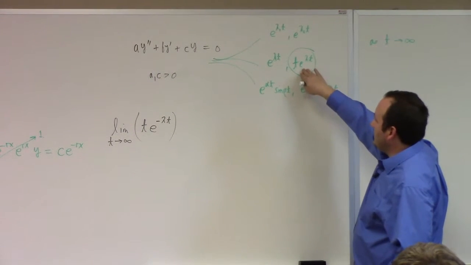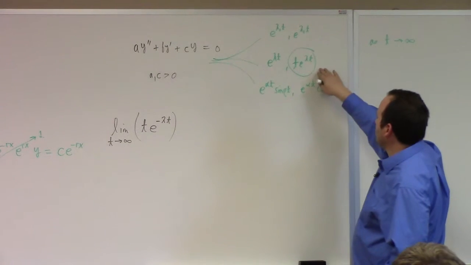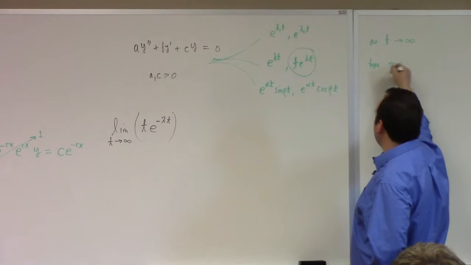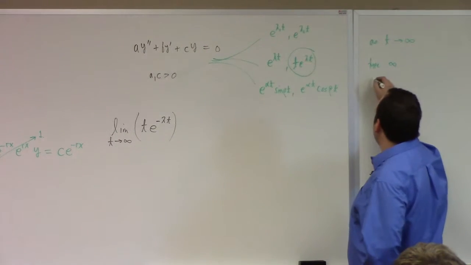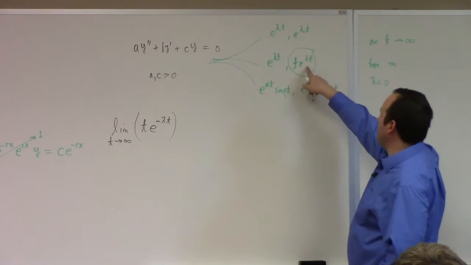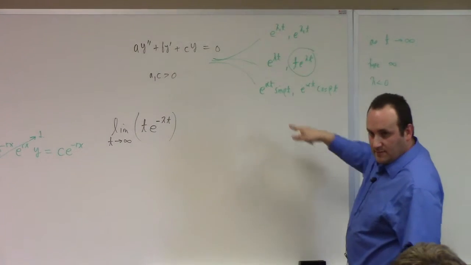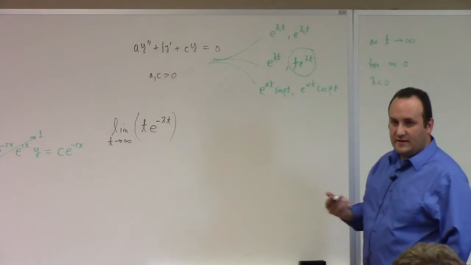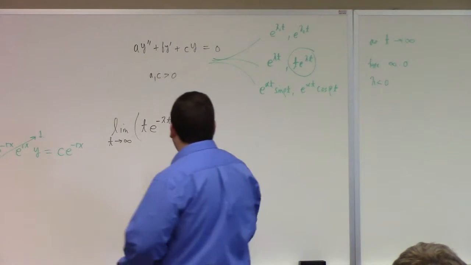So to take care of that problem, as t goes to infinity, this is what kind of limit? Infinity times what? What does e to the lambda t go to, supposing lambda is less than 0? e to the lambda t does what? It goes to 0, right? So this is type infinity times 0. That's an indeterminate form, as we'll be talking more about soon.